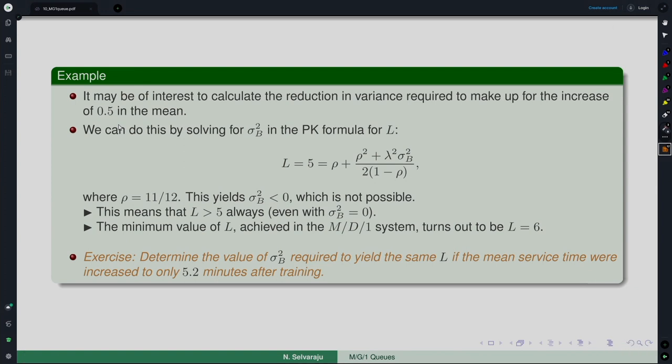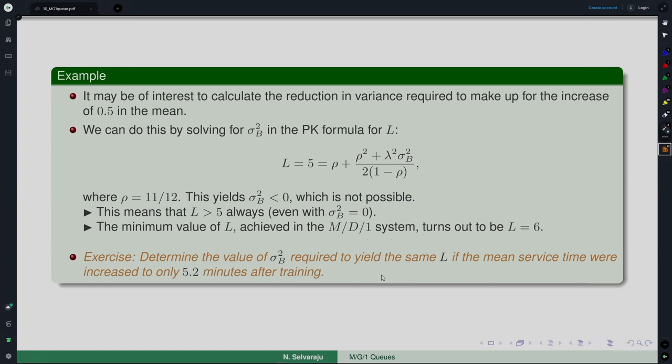Okay. But now, you can ask a slightly different one along the same line. Suppose the mean becomes 5.2 after the training. Now, what is the value of this required to yield the same L, with the same performance measure? That is the idea, how much variability I can reduce, and you can compute this using the same line. This is a sort of reverse engineering: if you want to retain the same L, how much reduction in variability would you expect after the training so that you retain the same L. So, you can ask this question and try that.